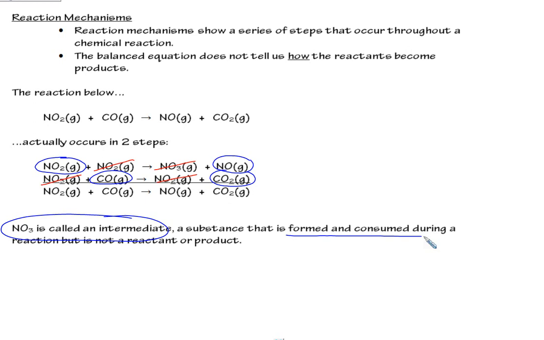Okay, so from this first slide, that's an important vocab term down at the bottom. We'll kind of come back to that in a little bit. Intermediates are things that don't show up in the overall balanced equation. They're formed in an early step, but then they're used up in a later step.